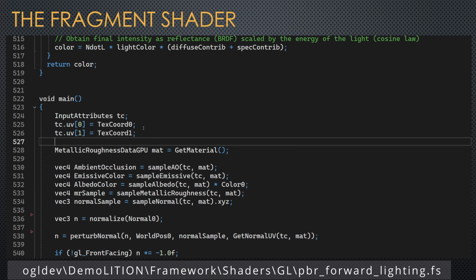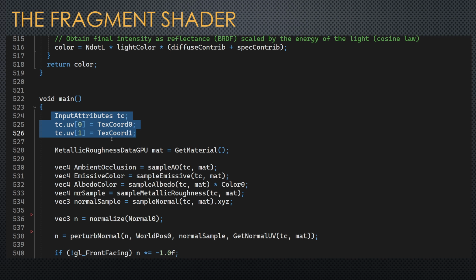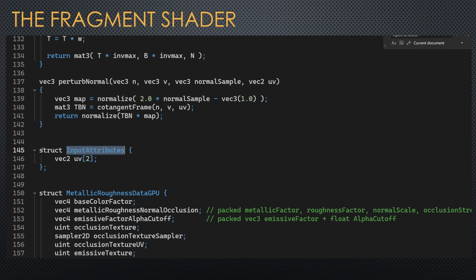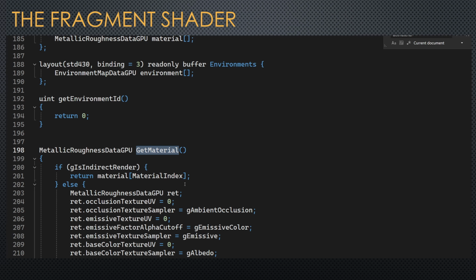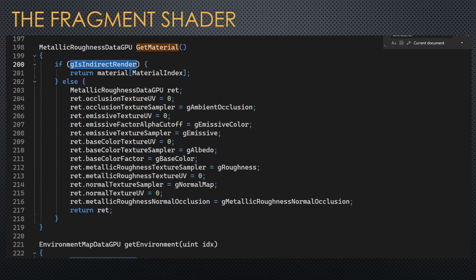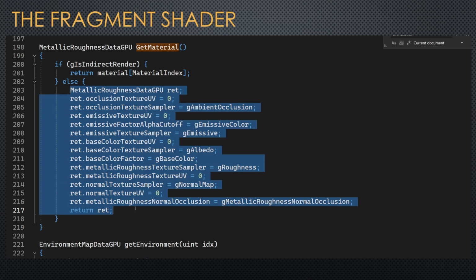Most of the work is in the Fragment Shader. It begins by setting up the input attribute structure. This is simply a combination of the two texture coordinates. Next, we fetch the material structure. In the case of indirect rendering, this info comes from its own SSBO. If not, we fill up a material structure using the uniform variables and return it to the caller.